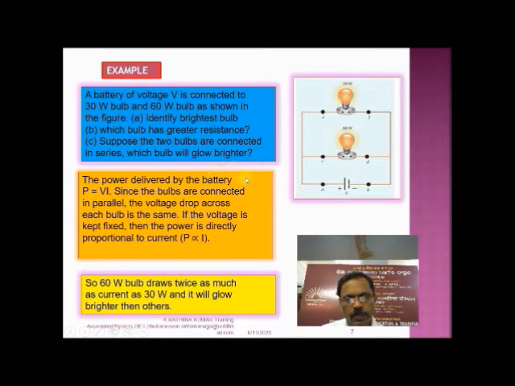The power delivered by the battery is equal to VI. Since the bulbs are connected in parallel, the voltage drop across each bulb is the same. If the voltage is kept fixed, then the power is directly proportional to the current. So the 60 watts bulb draws twice as much current as the 30 watts bulb, and it will glow brighter than the other.